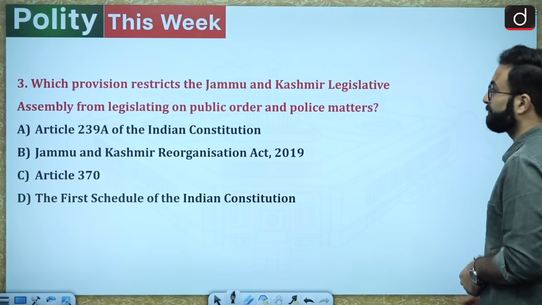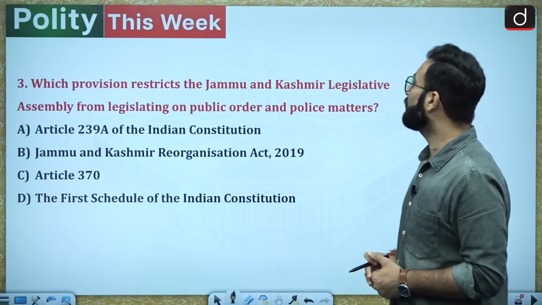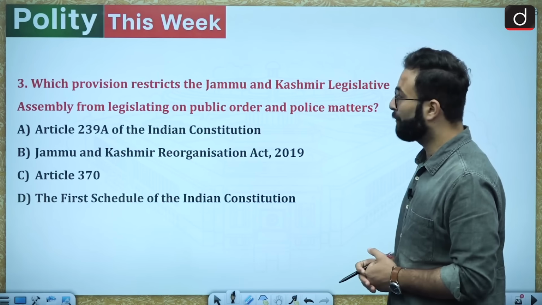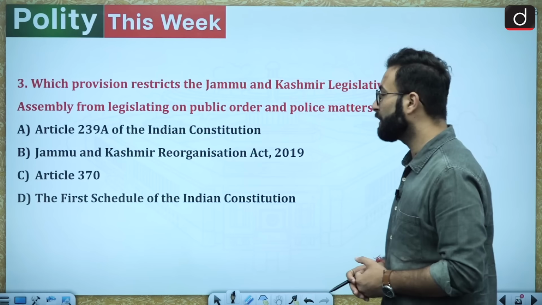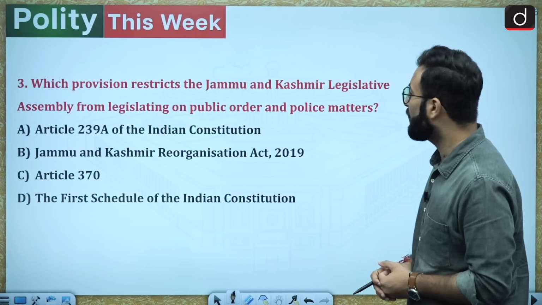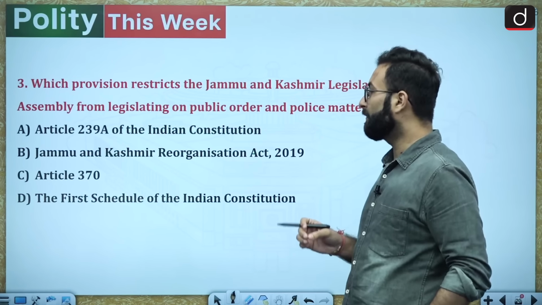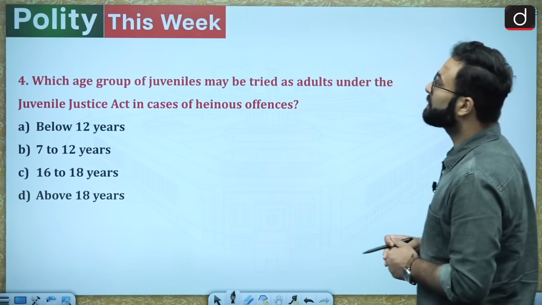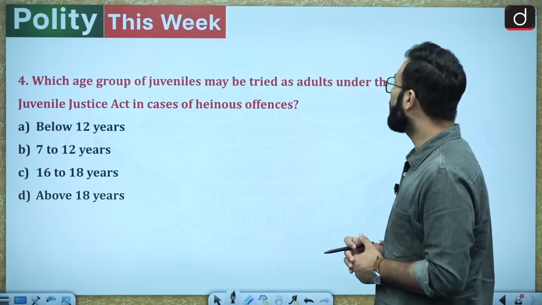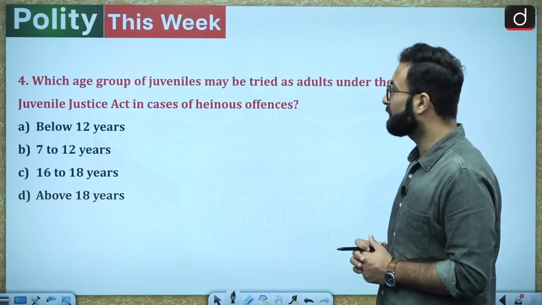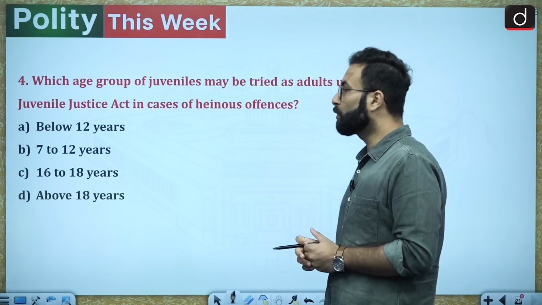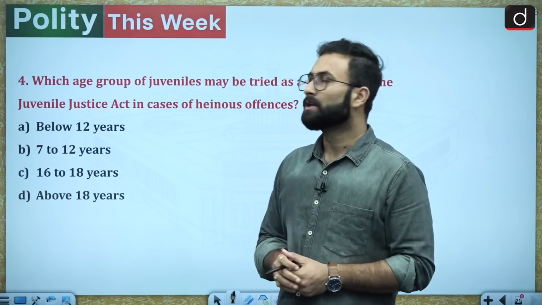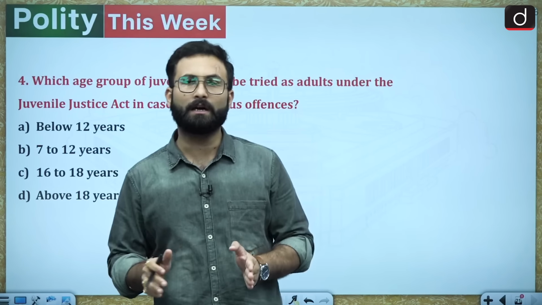Moving further, question number 3. Which provision restricts the Jammu and Kashmir Legislative Assembly from legislating on public order and police matters? Article 239A of the Indian Constitution, Jammu and Kashmir Reorganization Act 2019, Article 370, or the first schedule of the Indian Constitution. Now the last question: which age group of juveniles may be tried as adults under the Juvenile Justice Act in case of heinous offences? Below 12 years, 7 to 12 years, 16 to 18 years, or above 18 years. So you have to attempt these questions and answer to me in the comment box.